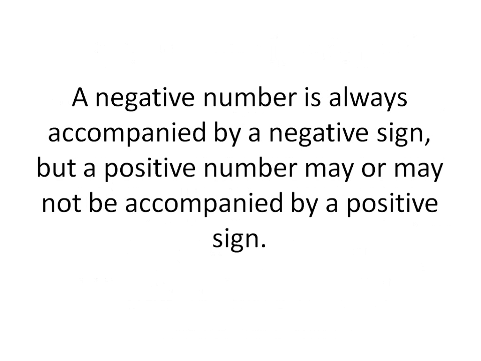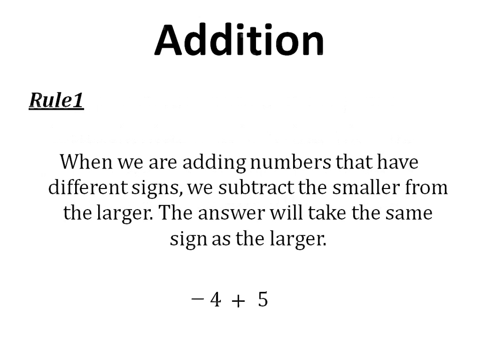A negative number is always accompanied by a negative sign, but a positive number may or may not be accompanied by a positive sign. We are going to be looking at our first rule in addition. Rule 1: when we are adding numbers that have different signs, we subtract the smaller from the larger, and the answer will take the sign of the larger.